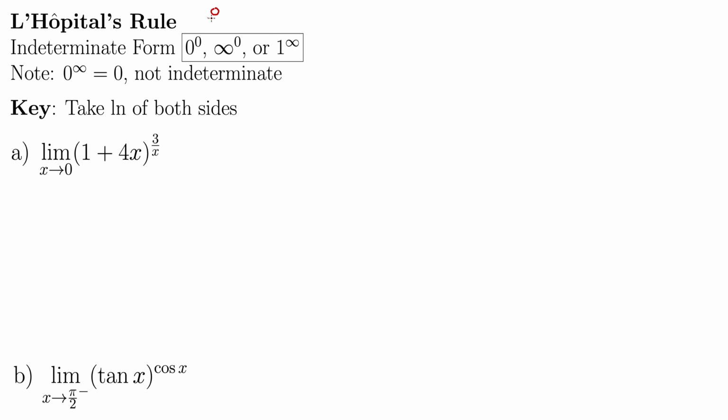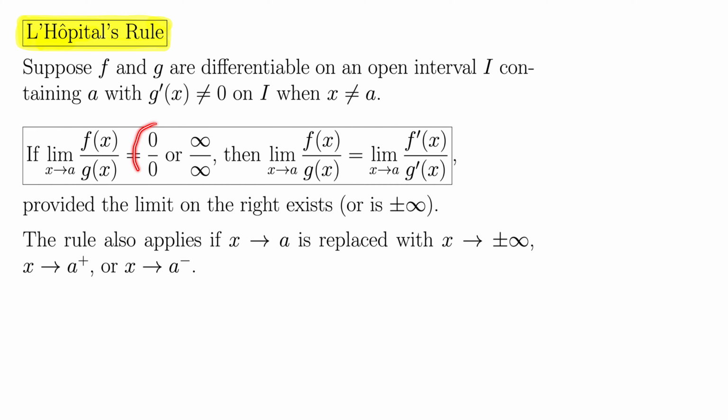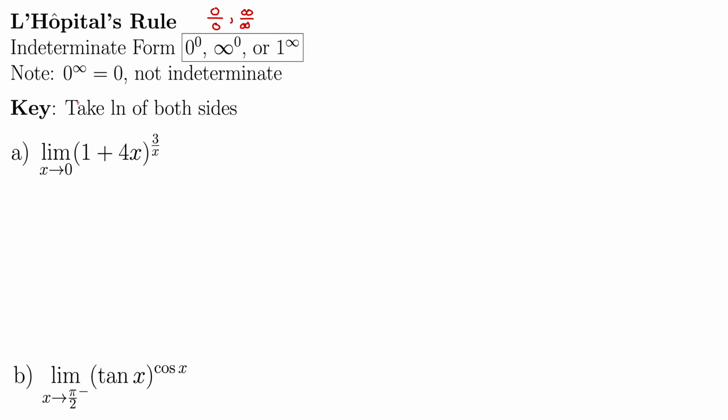Well, remember to use L'Hopital's rule when we evaluate the limit flat out, we need to be of the form 0 over 0 or infinity over infinity. These are indeterminate forms, but they're indeterminate in a way that allows us to use L'Hopital's rule. And recall that if we can get it into one of these two forms, then we simply take the derivative of the top and the derivative of the bottom and try again.